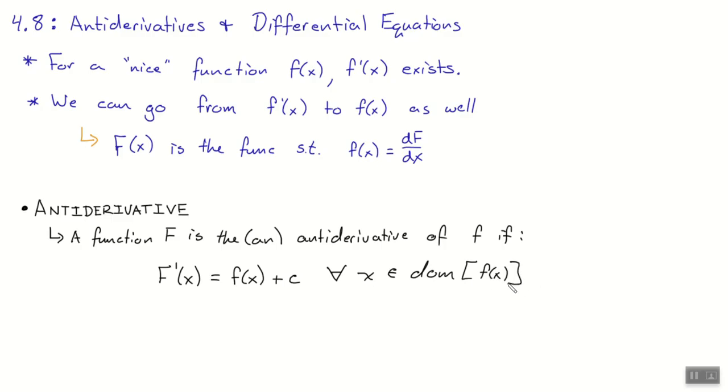What does the second half of this statement read? For all x, and it's implied that we're talking about a set, but I'm okay with that. For all x in the domain of f. So for every value that works for f of x, it's going to have a corresponding part somewhere in its antiderivative.